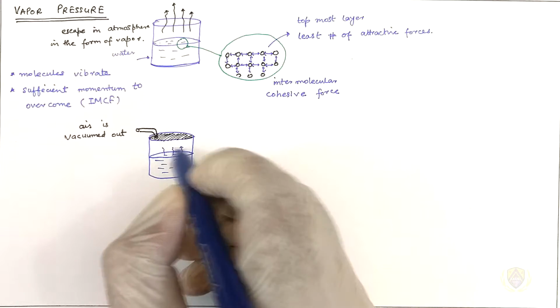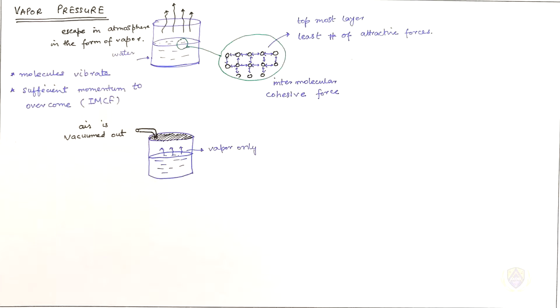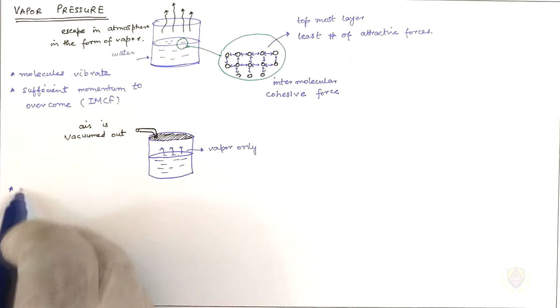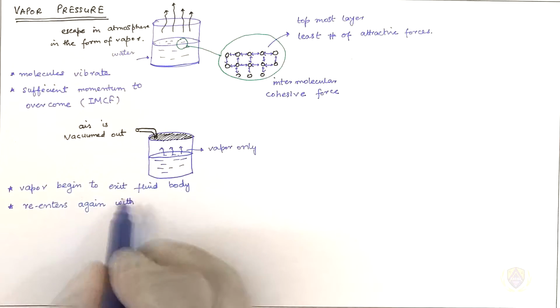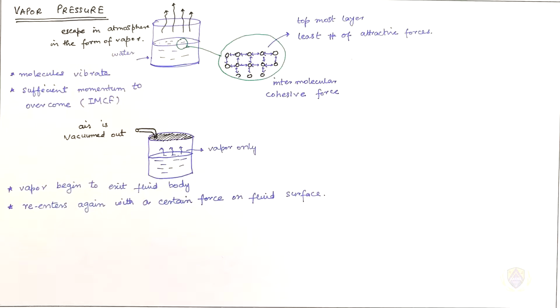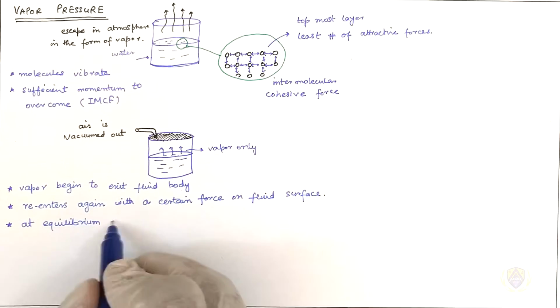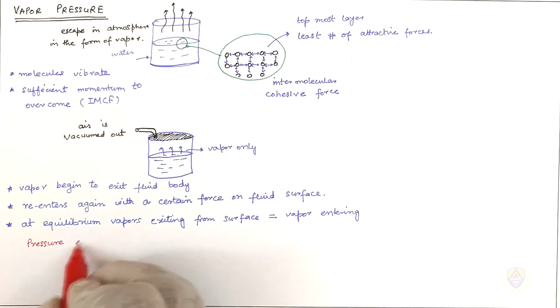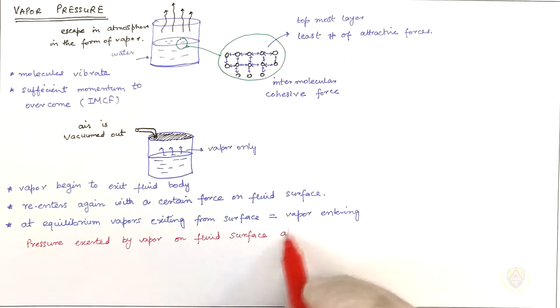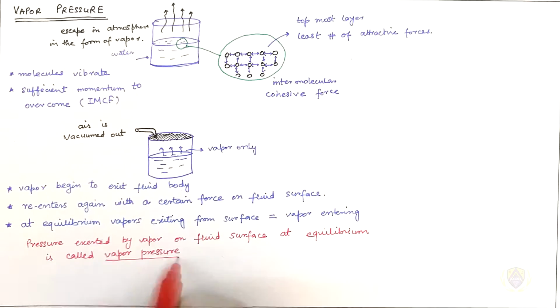that the space between lid and fluid surface begins to fill with vapors. This happens as vapor begins to exit the fluid body, then re-enters again with a certain force on the fluid surface. At equilibrium, vapor exiting from the surface becomes equal to vapor entering. Pressure exerted by vapor on the fluid surface at equilibrium is called vapor pressure.